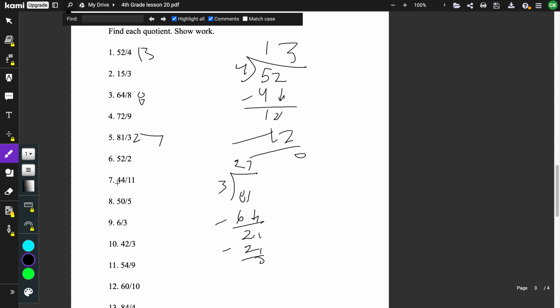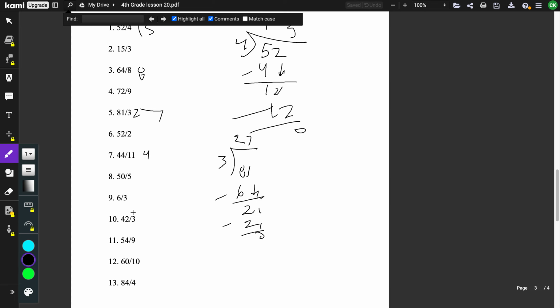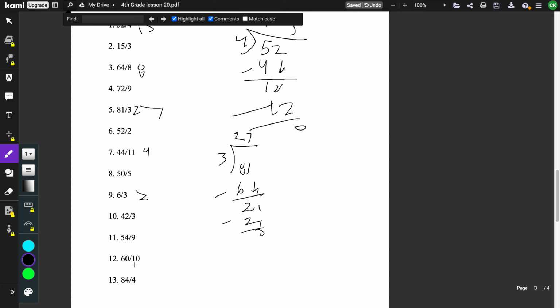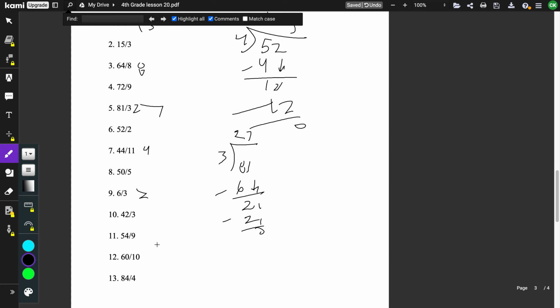This one's actually pretty easy too. We know that 11 times 4, that's 44. So that means it goes in 4 times. 9, 6 divided by 3, another very easy one. That's 2. 11, 54 divided by 9. This should also be memorized, but 9 times 6 always gives you 54, so it's going to be 6. 13, we could do this thing again. How many times is 4 going into 8? Twice. And then how many times is 4 going into 4? Once, so this one's 21.